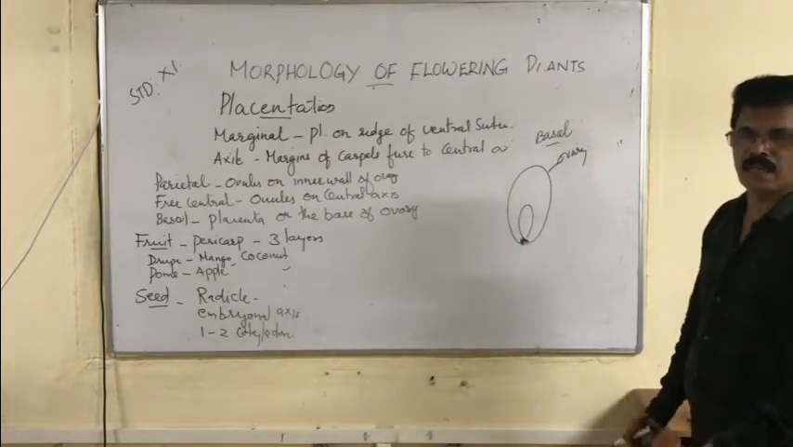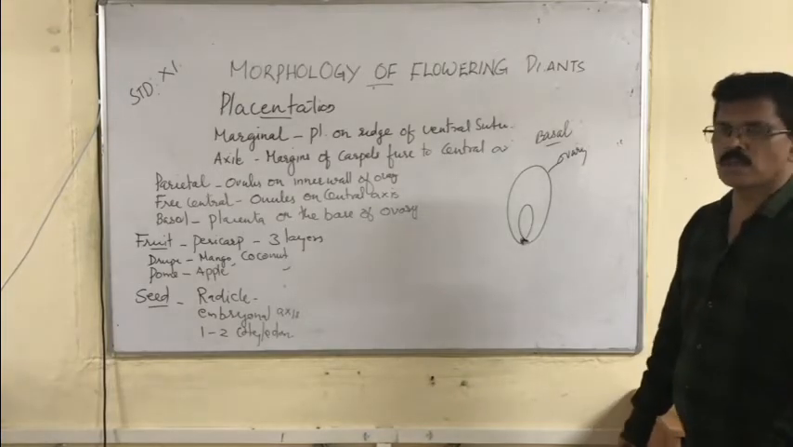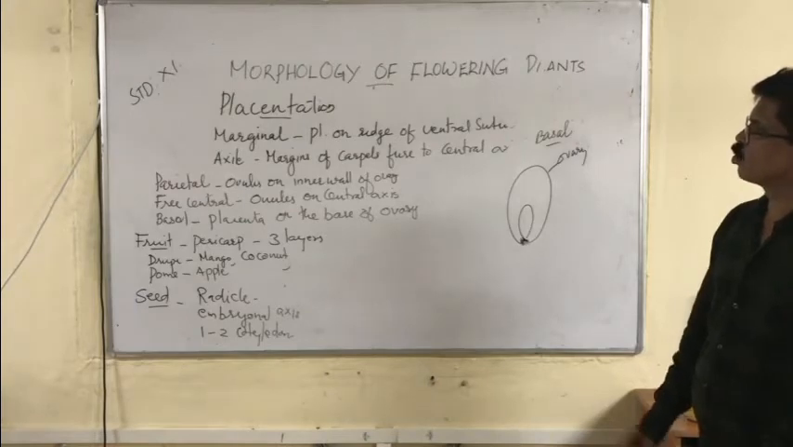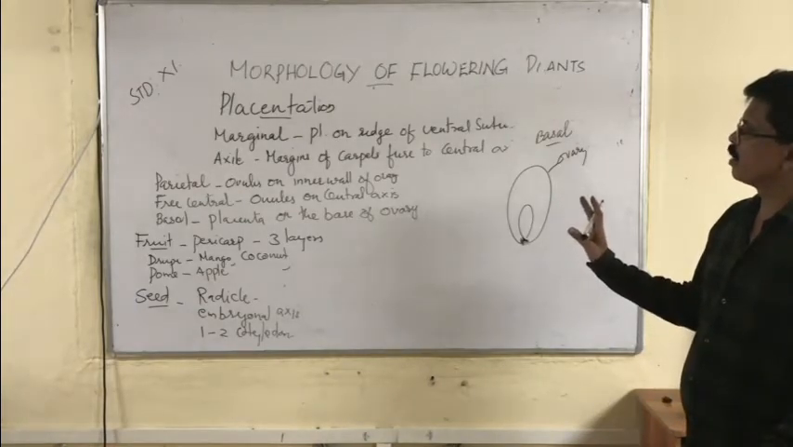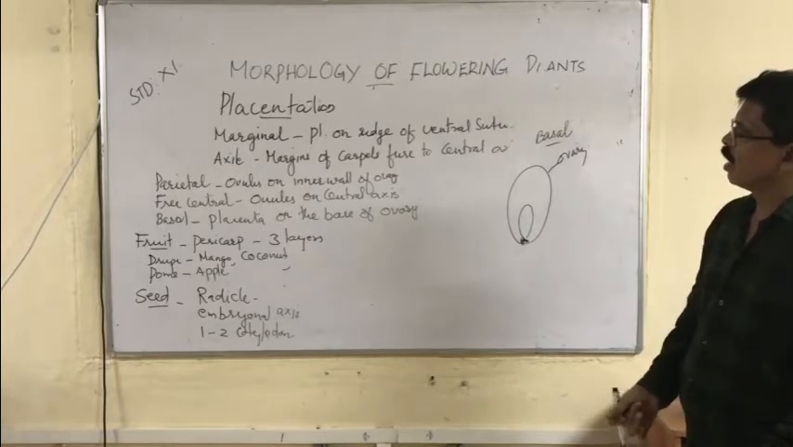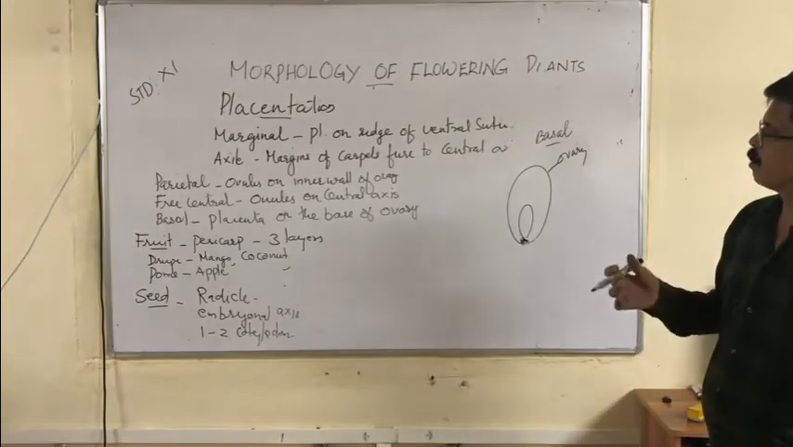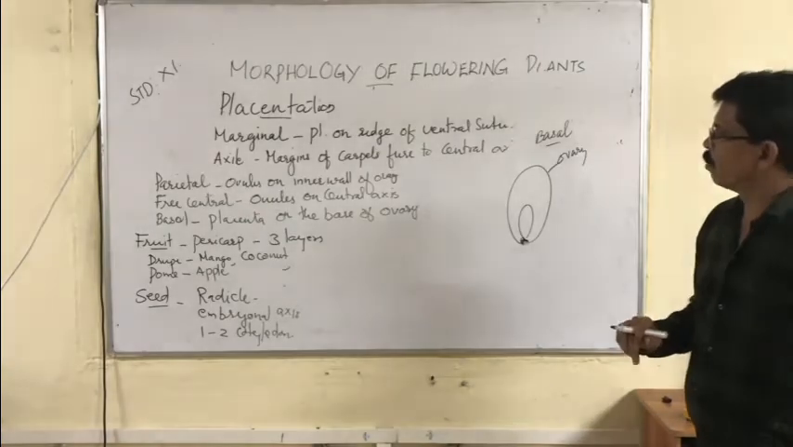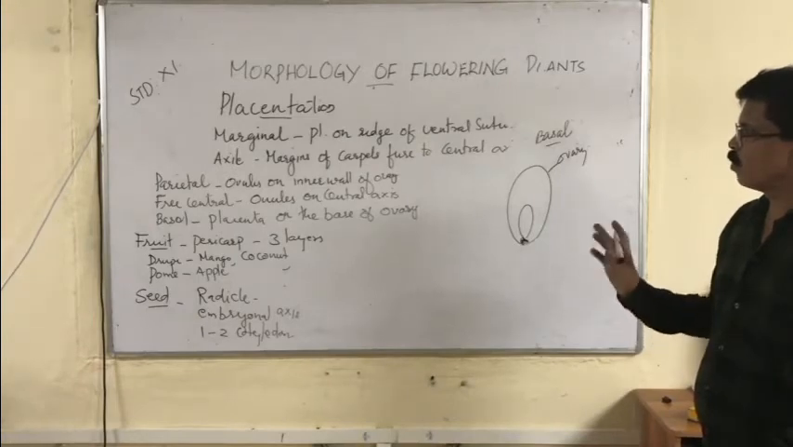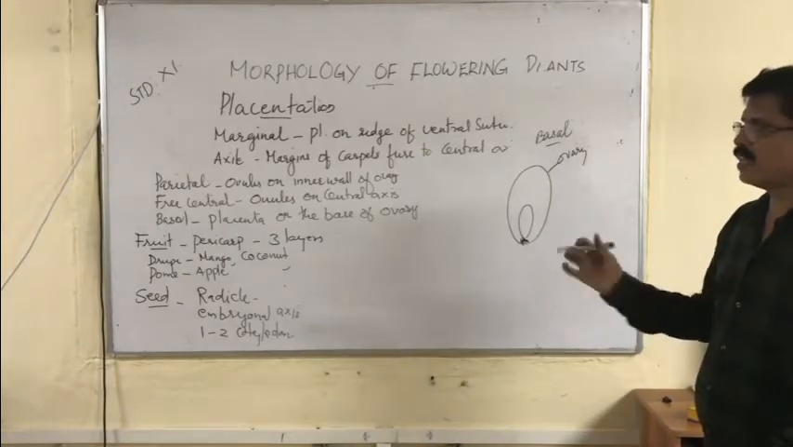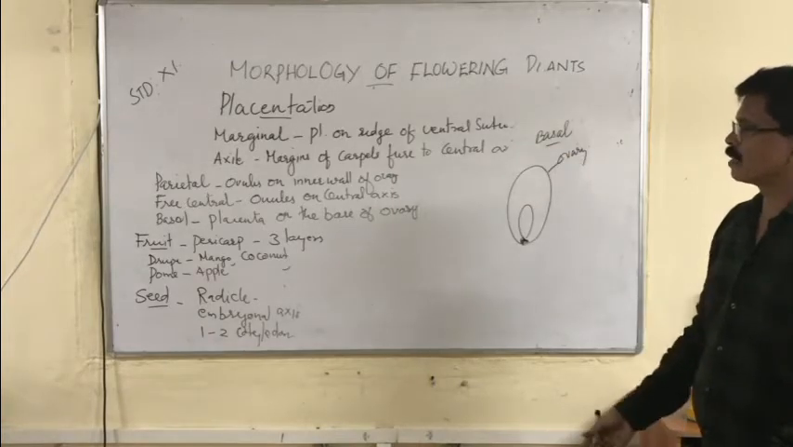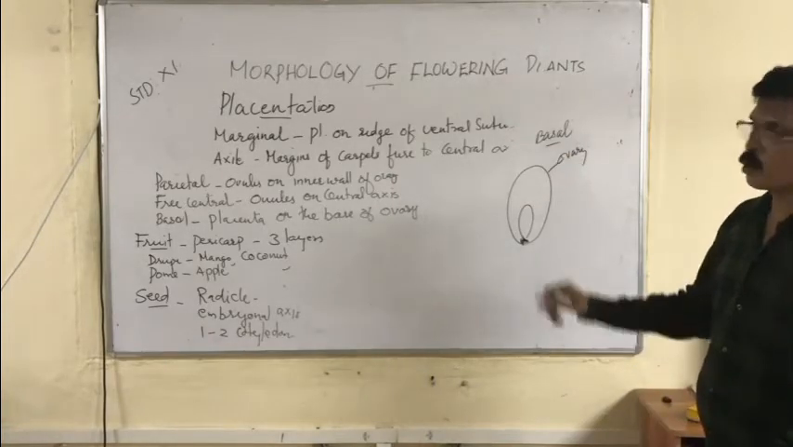What is placentation? Arrangement of ovules on the placenta of the ovary is called placentation. There is marginal placentation, in which ovules are arranged on the placenta on the ridge of the ventral suture. Then axial placentation, when ovules are attached to the margins of the carpels fused to the central axis. Now parietal placentation, ovules on the inner wall of the ovary. Free central placentation, ovules on the central axis of the ovary. Basal placentation, the placenta is at the base of the ovary.